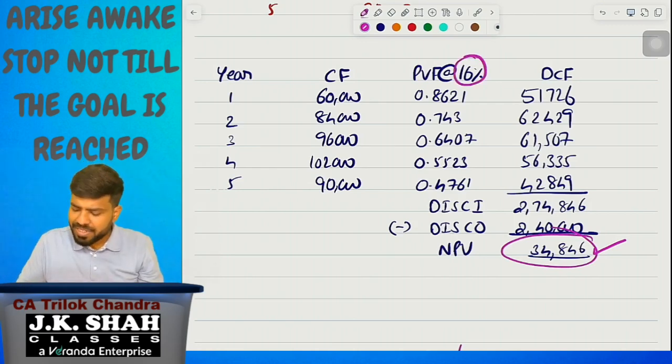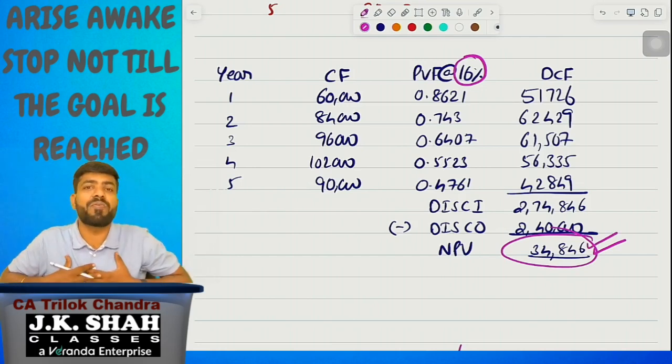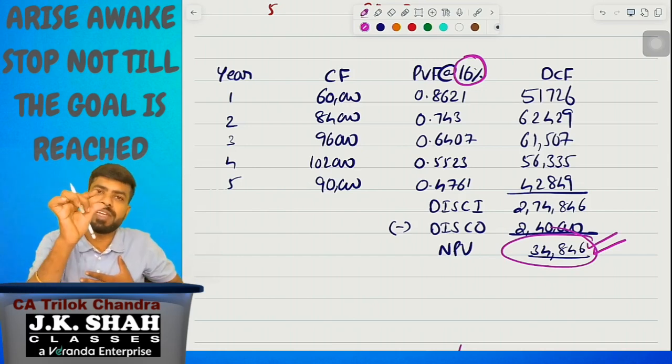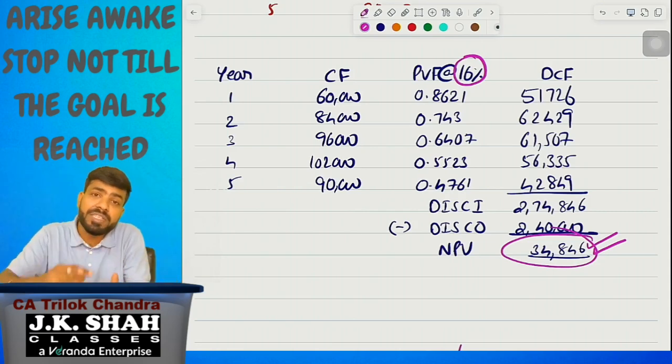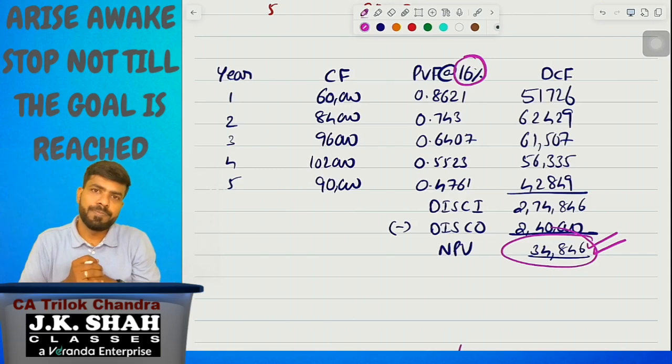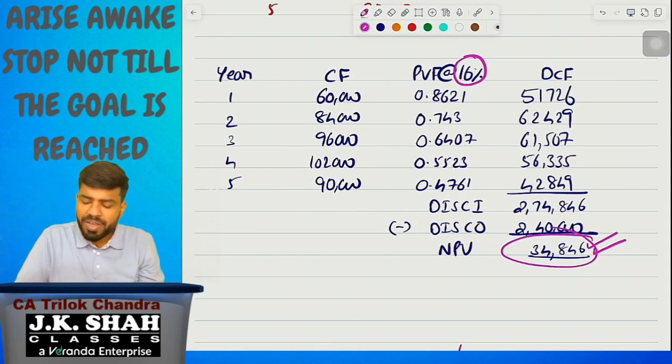Positive NPV, what does it mean? I am making profit. Even after discounting at 16%, I am making profit. That means I am making a return from the project which is more than 16%. So one thing is concluded: my IRR is greater than 16%.